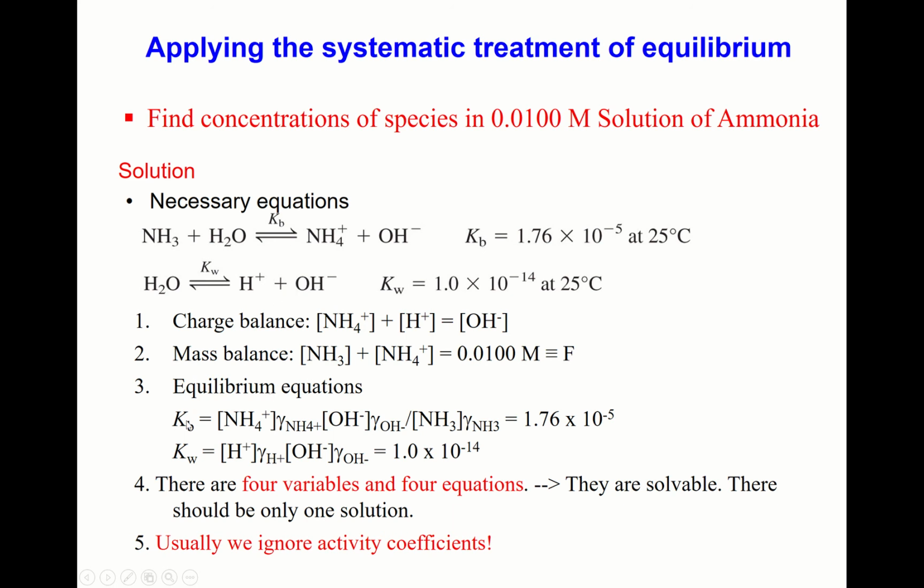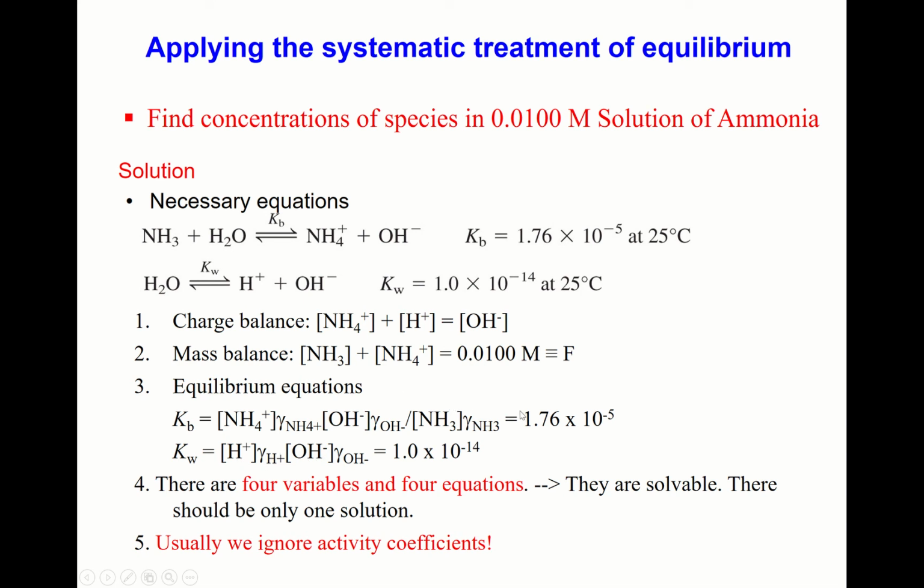Here Kb can be written by this equation. This is from the definition of the equilibrium constant. Here you use the activity coefficient for the ammonium ion, and you write gamma here. The activity coefficient for the hydroxide ion, you also add. But for the ammonia, although you write it here, actually for the neutral species the activity coefficient is 1. Likewise, you use the activity coefficients for proton and hydroxide ions.